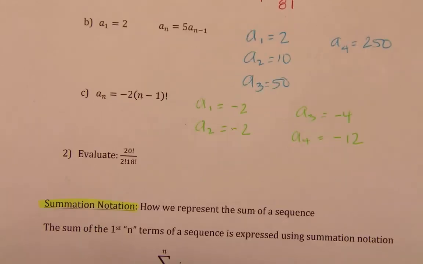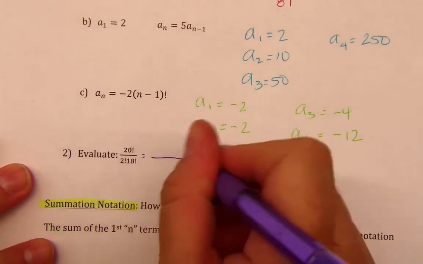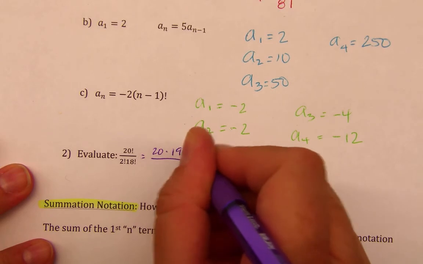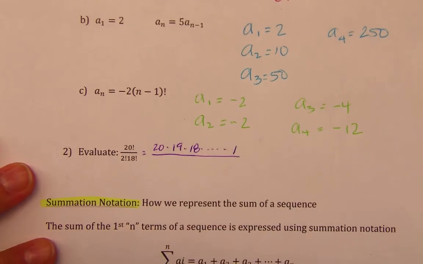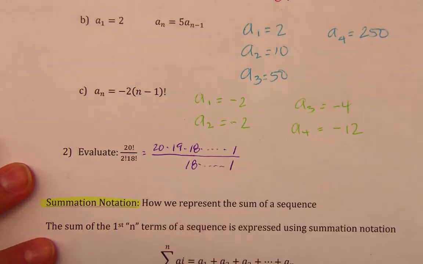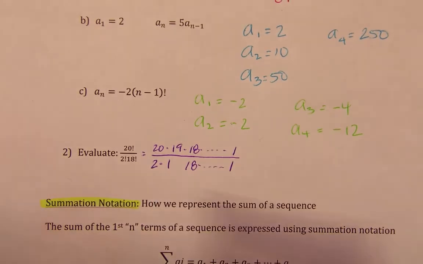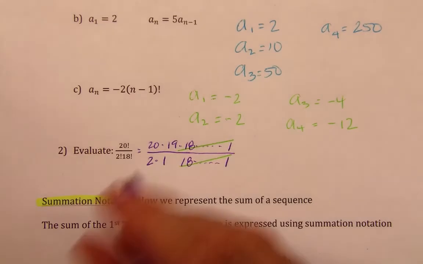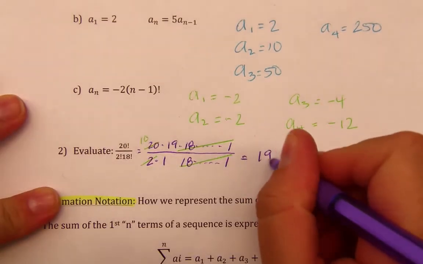And then down to this next one, we want to evaluate this term here. Now, we know that 20 factorial is going to be 20 times 19 times 18 times all the way down to 1. And we also know that 18 factorial is 18 all the way down to 1. And then we have 2 factorial, which is just 2 times 1. So we know right away that all these terms are going to cancel out. I can reduce 2 and 20, and I have 190.